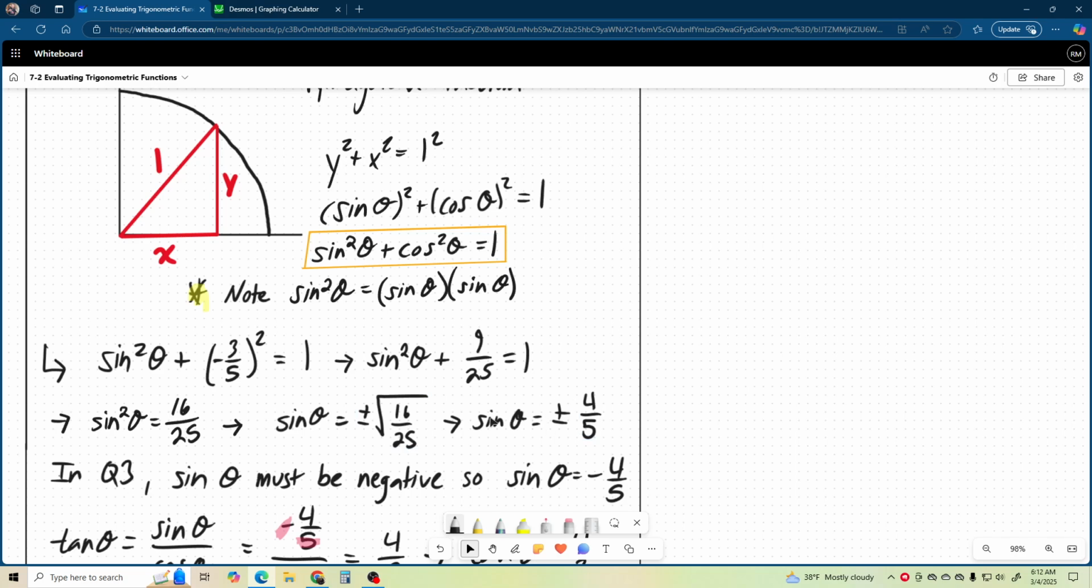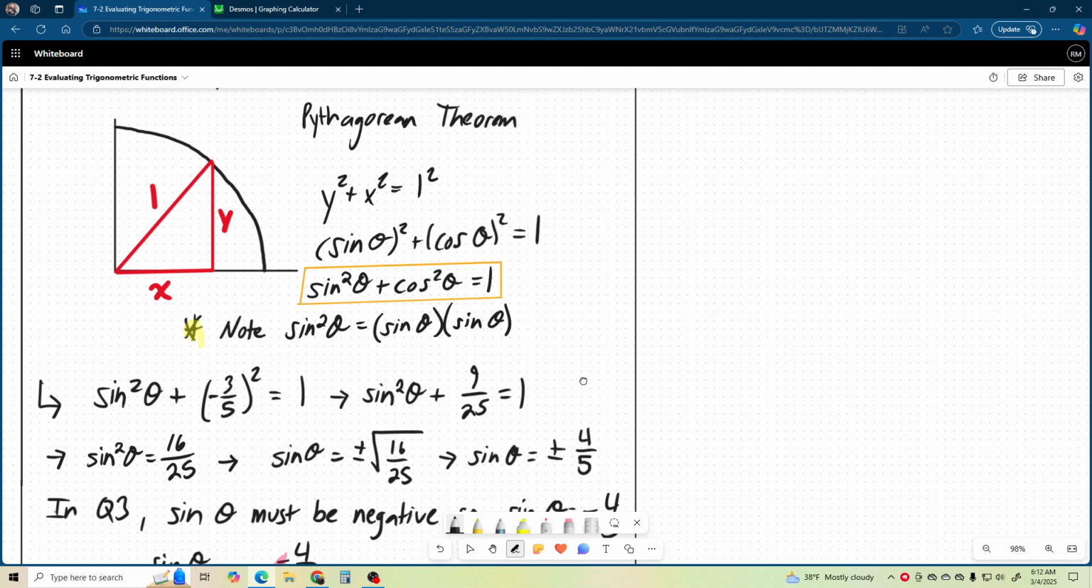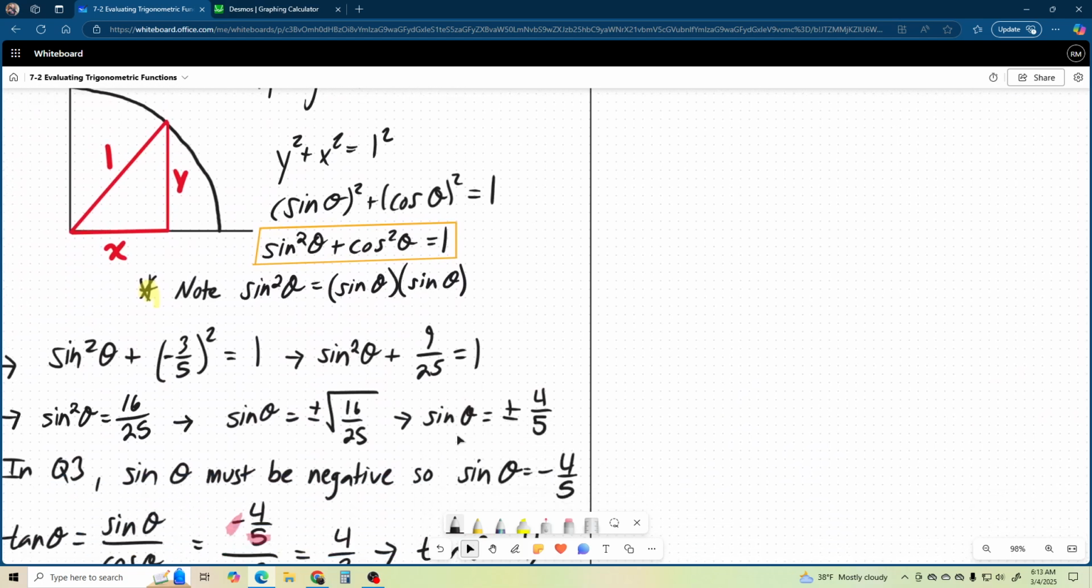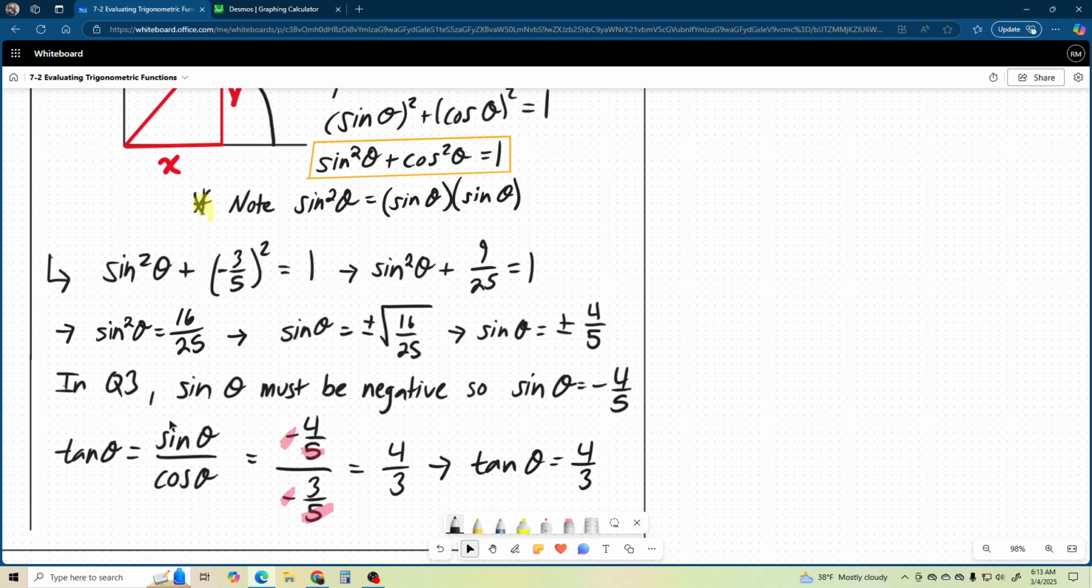Now, sine of theta equals plus or minus 4/5, right? Well, which quadrant are we in? We're in quadrant 3. So can sine theta, can this angle measure, equal something that's positive? And the answer is no. It's going to be negative, right? So we know that it's the negative value here because it tells us we're in quadrant 3. So yeah, in quadrant 3, sine theta must be negative. So sine theta equals -4/5, right?